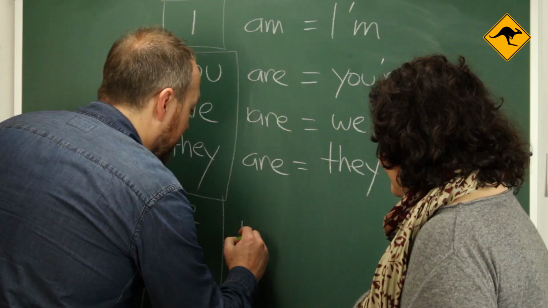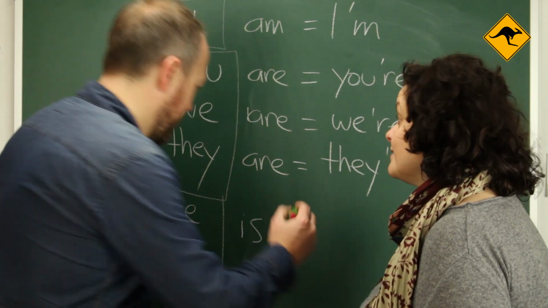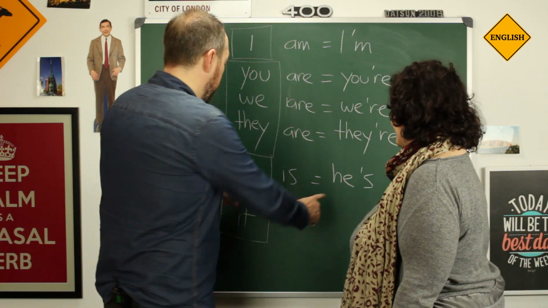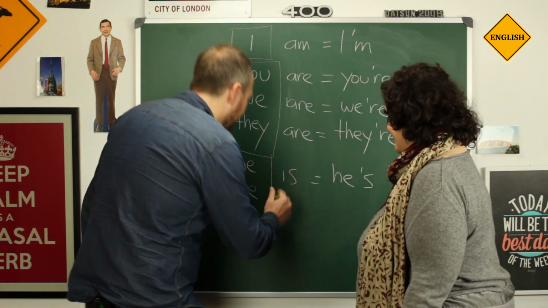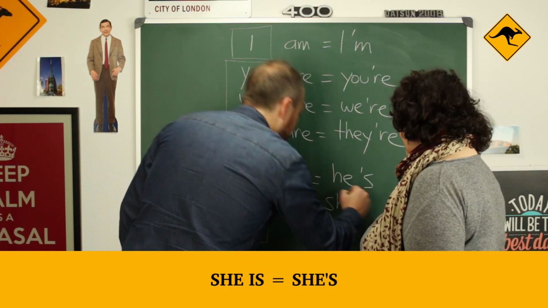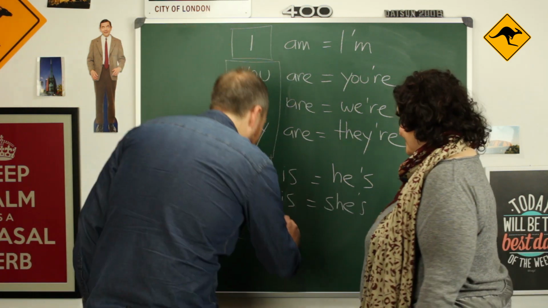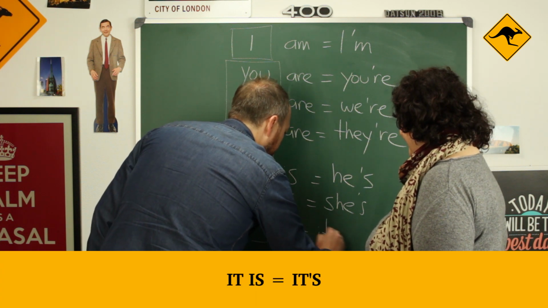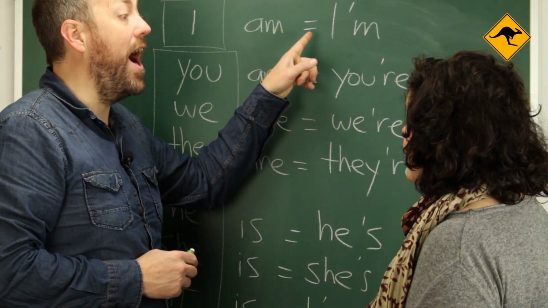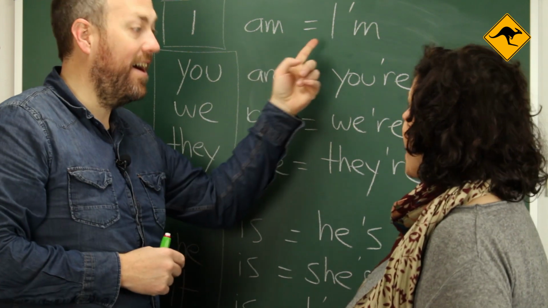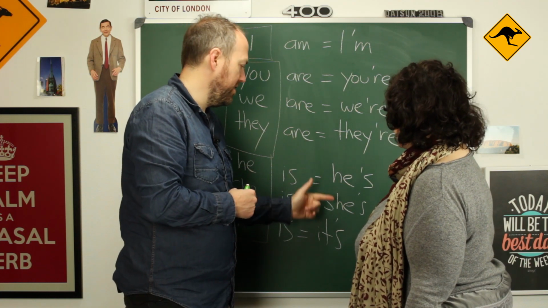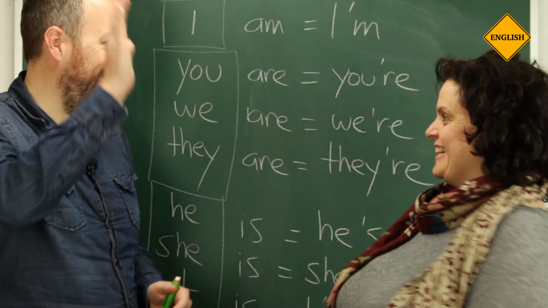And then he is? He's. So we have the same pronunciation. He's. She's. And this one? It's. Very good. Perfect. So, pronunciation. I'm, the same. I'm, you're, we're, they're, he's, she's, it's. Perfect. Very good. Thank you.